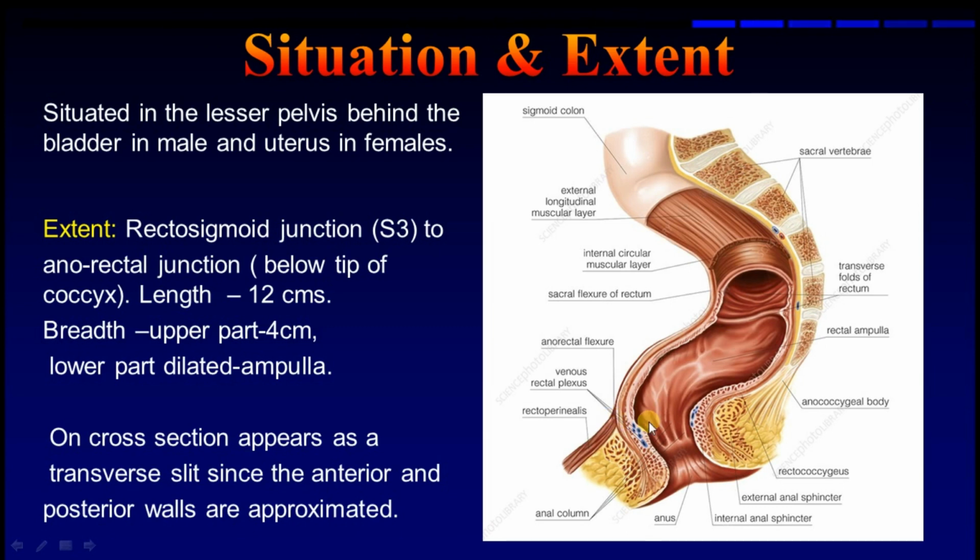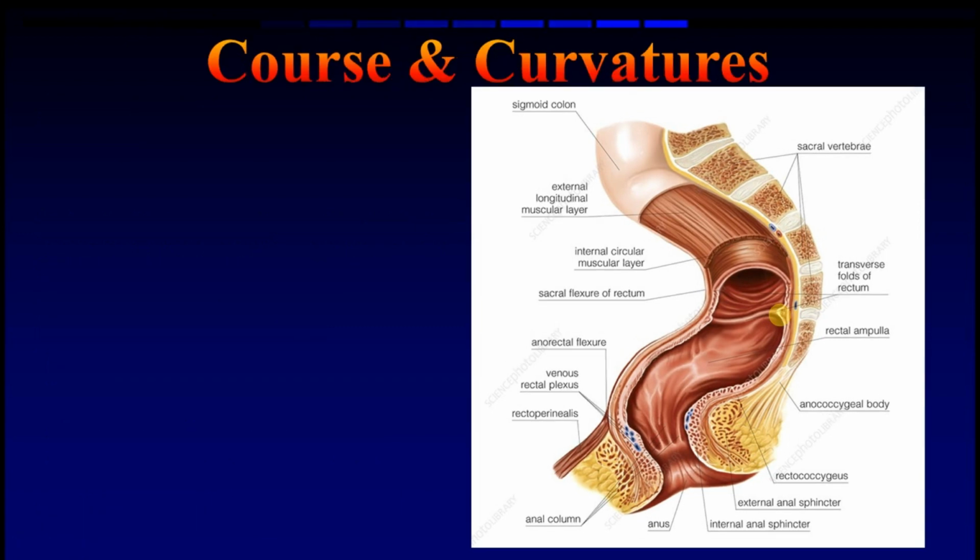Now, the anterior and posterior walls of the rectum approximate, and they separate only when fecal matter passes, due to peristalsis. Otherwise, the anterior and posterior walls are approximated. So if you take a cross section of the rectum, when these two walls are approximated, it appears as a transverse slit.